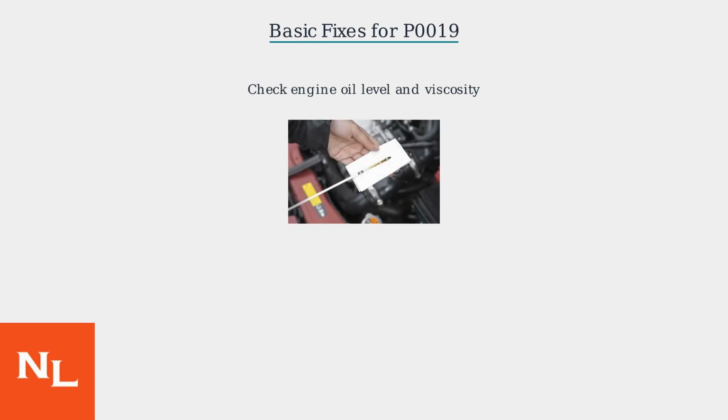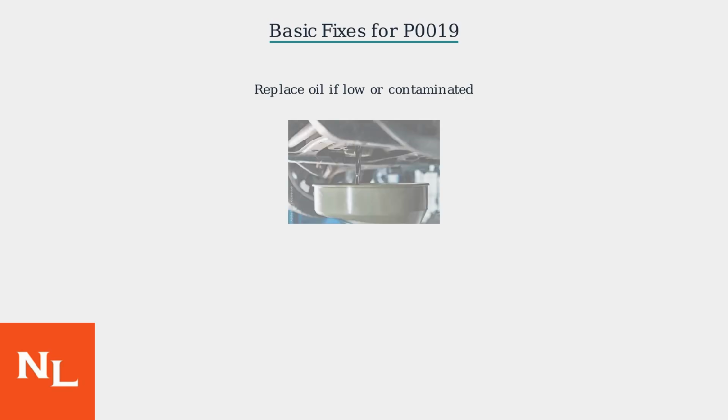Basic fixes for P0019 start with the fundamentals. First, check that your engine oil is at the correct level and has the right viscosity. Low or dirty oil can interfere with the variable valve timing solenoid. If the oil is low or contaminated, replace it with the manufacturer's recommended type. This simple step can often resolve VVT solenoid issues without further repairs.